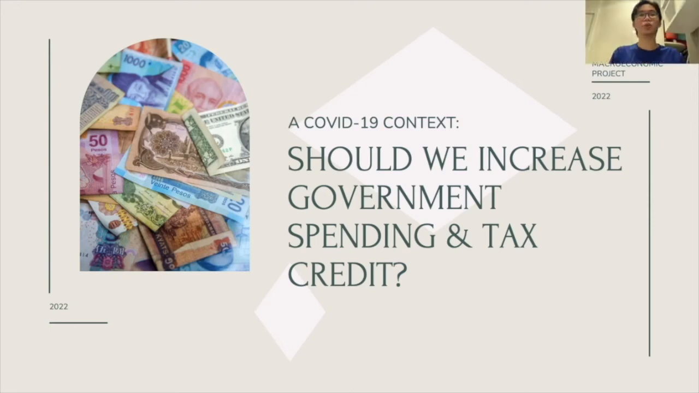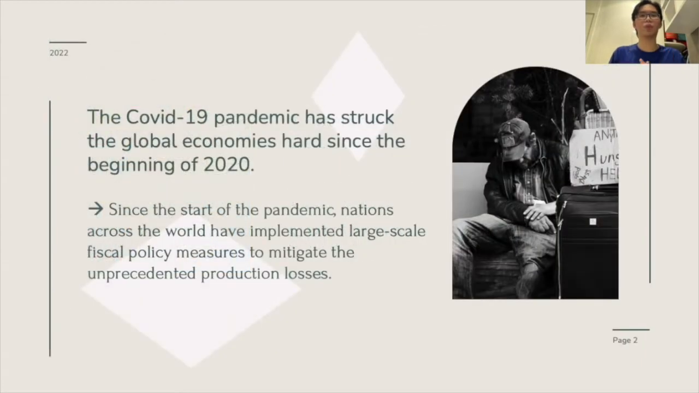Hi guys, welcome to our discussion regarding whether the government should increase government spending and tax credit in the COVID-19 context. As we all know, the COVID-19 pandemic has struck the global economy hard since the beginning of 2020. As a result, since the start of the pandemic, nations across the world have implemented large-scale fiscal policy measures to mitigate the unprecedented production losses, boost the economy, and stimulate aggregate demand.